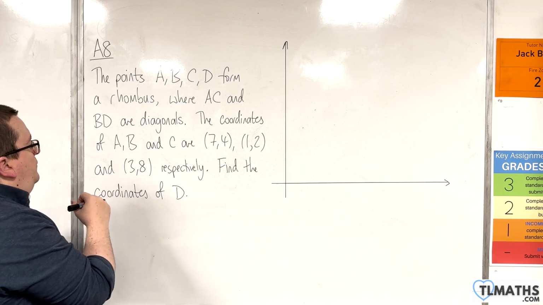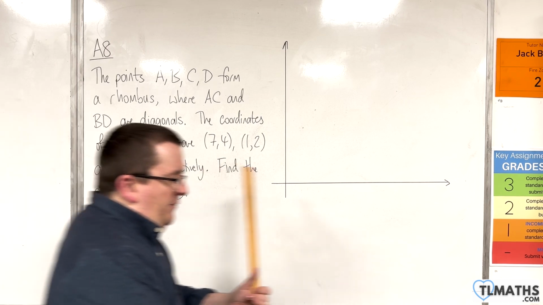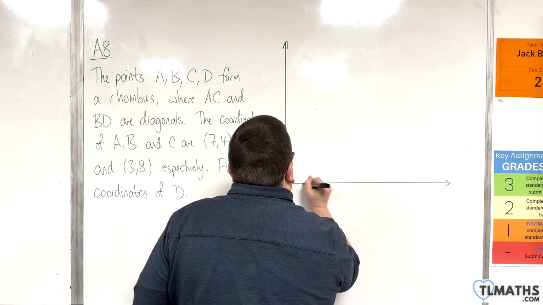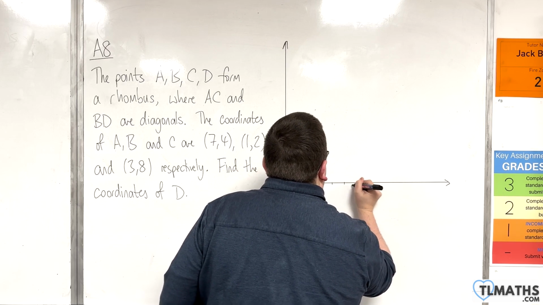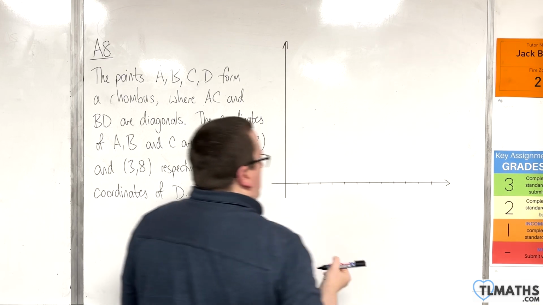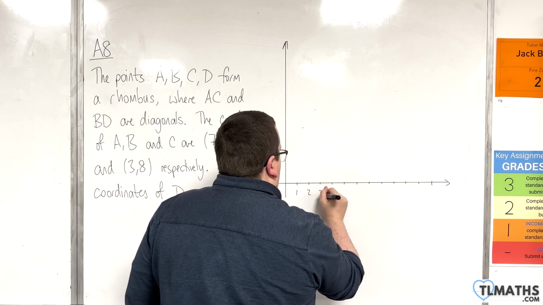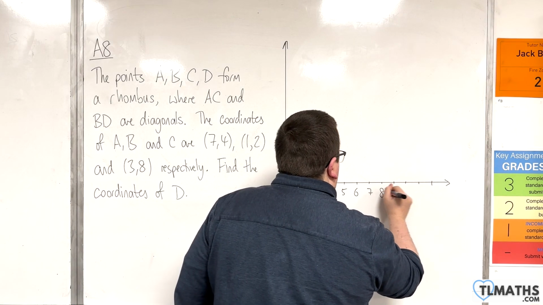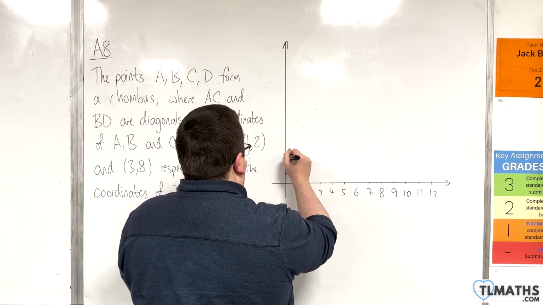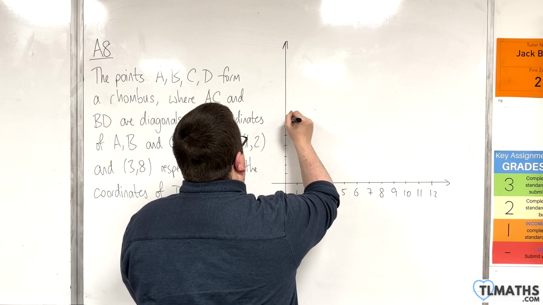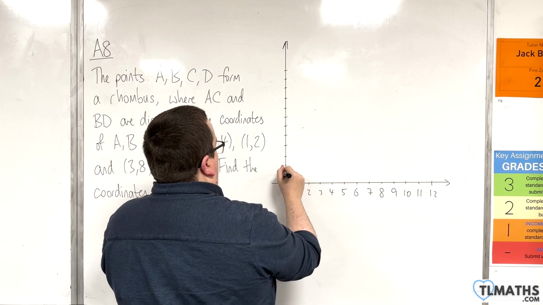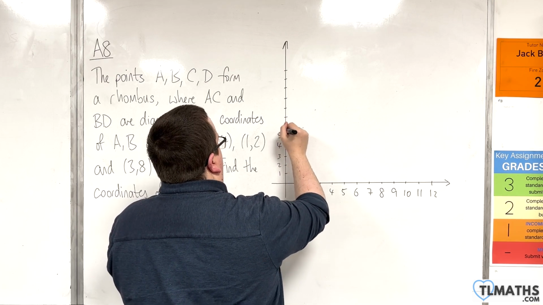Now, we're going up to (3, 8), so if I go up to something like 12, that's not too bad, is it? So 1, 2, 3, 4, 5, 6, 7, 8, 9, 10, 11, 12. Not so good that time, but that'll do.